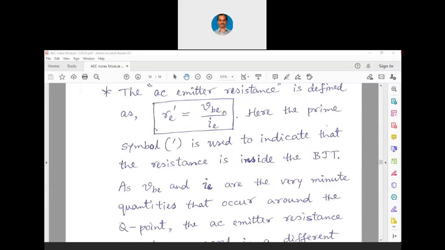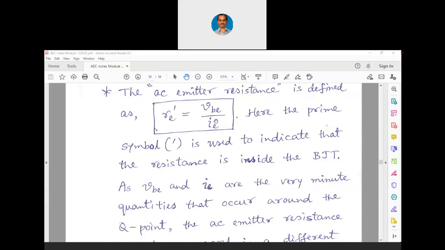Please understand that. It is a dynamic change at the base to emitter junction when the input signal is applied, and the input signal is always in microvolts and millivolts. It is not in volts. So we cannot write capital VBE here. We always write small vbe, and the small vbe is a minute change which is applied at the input side. That is why we have a clear-cut definition that re dash is small vbe by small ie. It cannot be capital VBE by capital IE.